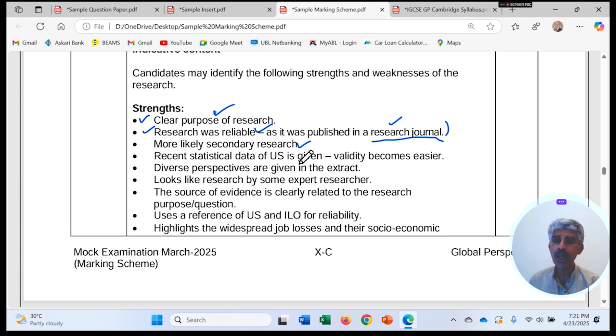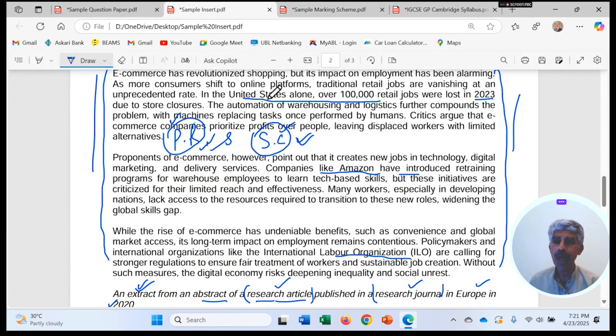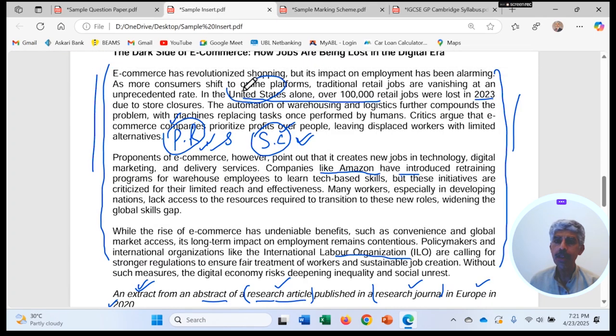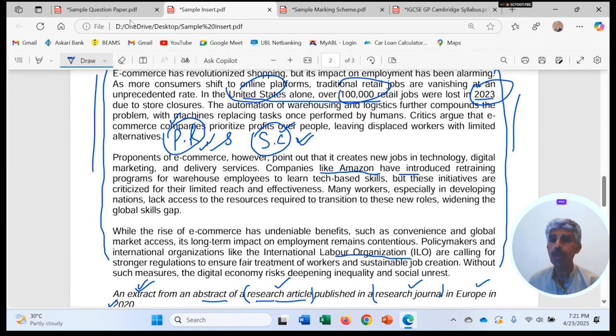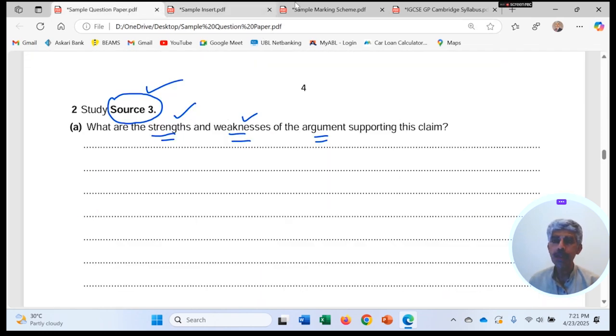Recent statistical data of US is given, validity becomes easier. So it means that the data is given over here, as I already mentioned, the United States statistical data, and it is of 2023. So this particular extract contains the recent data of United States. So the whole of the research can be considered as reliable as recent data is available over here.